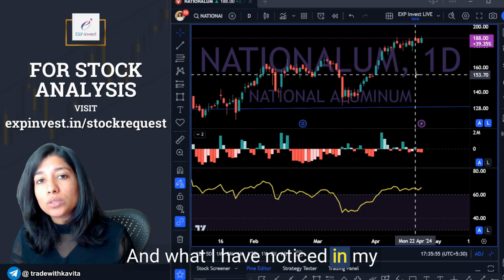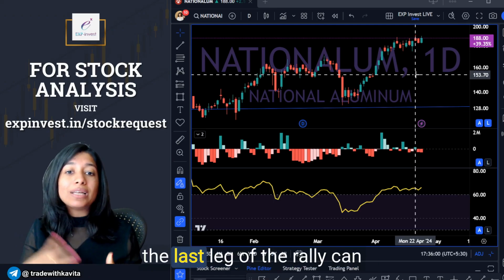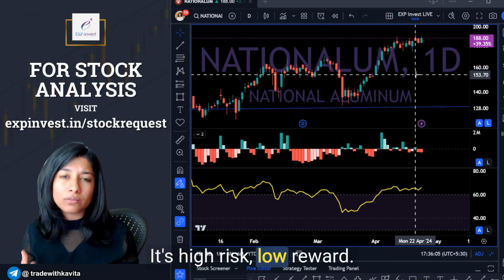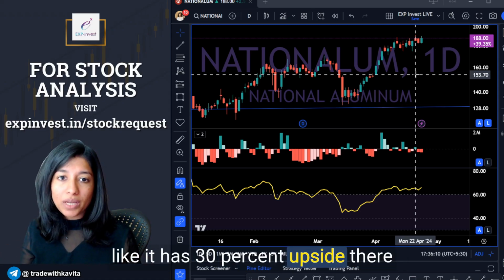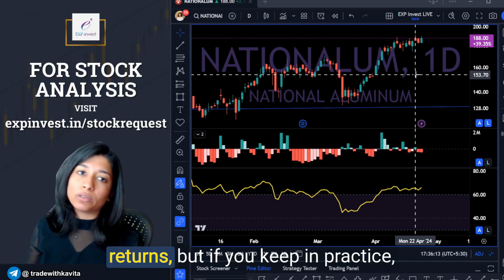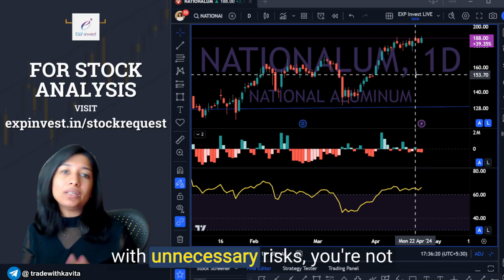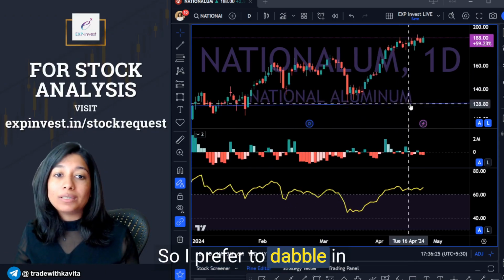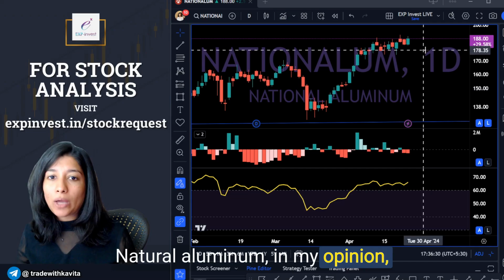And what I have noticed in my experience is that stocks which are in the process of topping out, the last leg of the rally can be very difficult to capture. It's high risk, low reward. So even if on paper it looks like it has 30% upside, there will be cases when it gives good returns. But if you practice the habit of dealing with unnecessary risk, you're not going to be lucky every single time. So I prefer to dabble in high reward, low risk scenarios. National Aluminum, in my opinion, is not that.